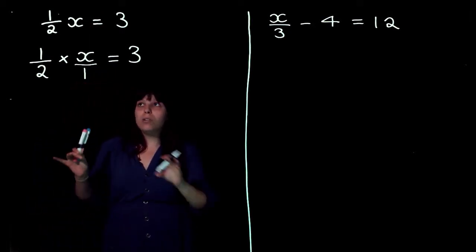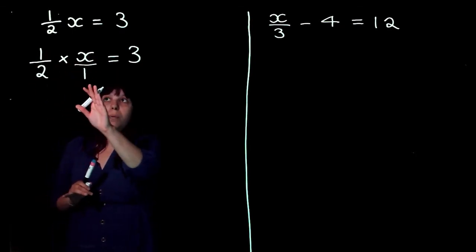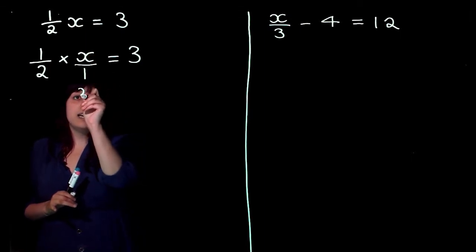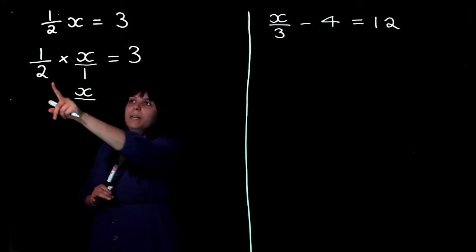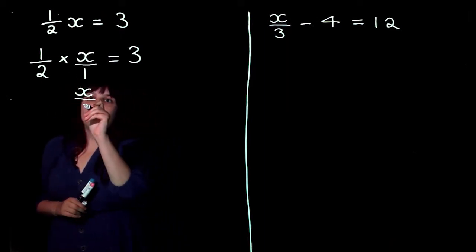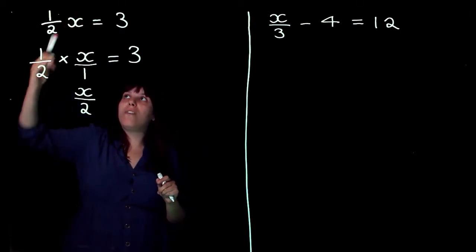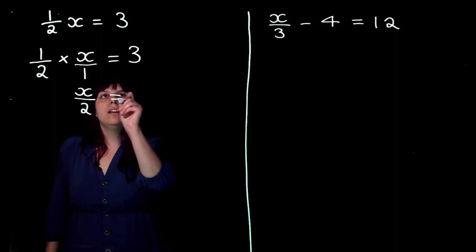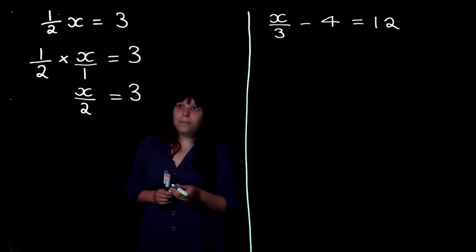Now, we know when we're multiplying fractions that we multiply the top by the top and the bottom by the bottom. So, on the top we have 1 times x, which is x. And on the bottom, for our denominator, we have 2 times 1, which is just 2. So that's how we get from a half x to x over 2. And then that equals 3. So now we're ready to solve it.